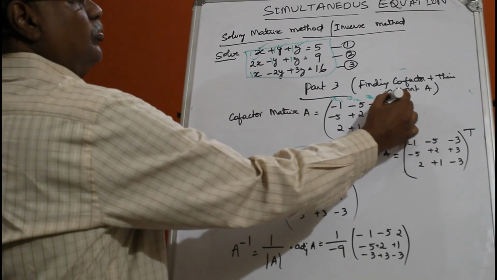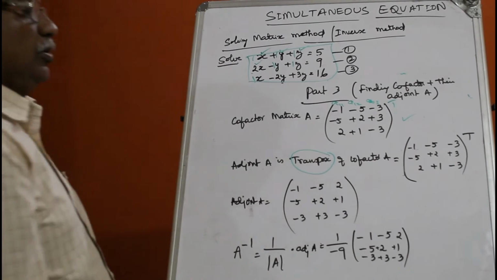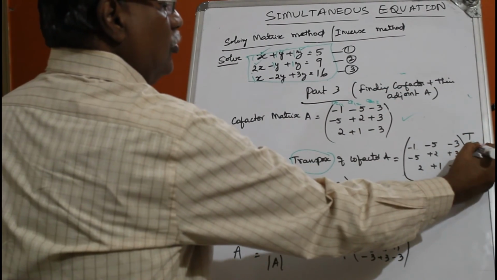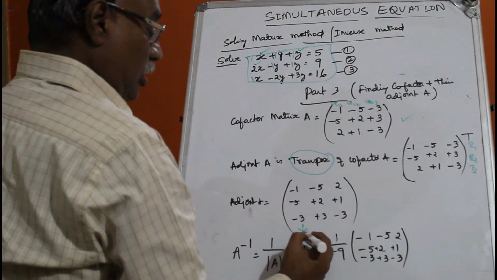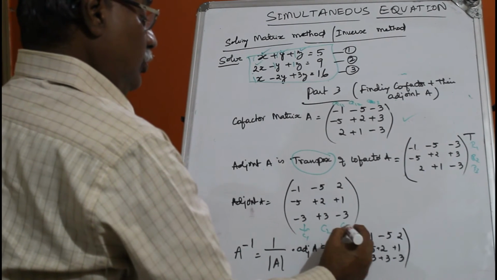You have to do the transpose. Transpose means you must change the rows and columns. So the transpose I have written here. So this is row 1, row 2, row 3. The rows are changed into columns. The row 1 becomes column 1, the row 2 becomes column 2, and row 3 becomes column 3.